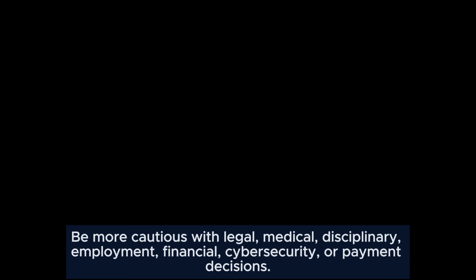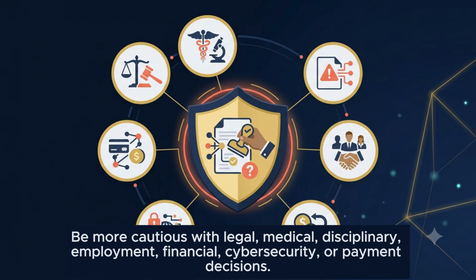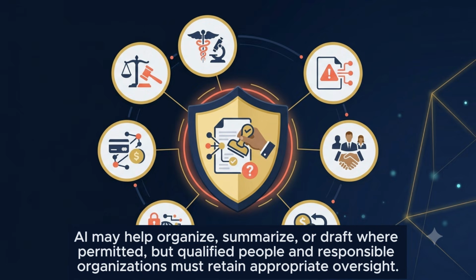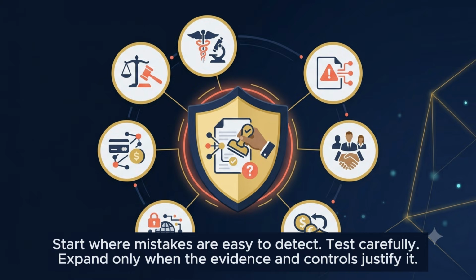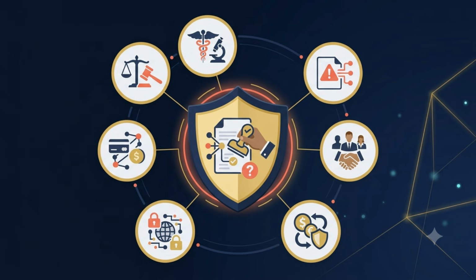Be more cautious with legal, medical, disciplinary, employment, financial, cybersecurity, or payment decisions. AI may help organize, summarize, or draft where permitted, but qualified people and responsible organizations must retain appropriate oversight. Start where mistakes are easy to detect. Test carefully. Expand only when the evidence and controls justify it.